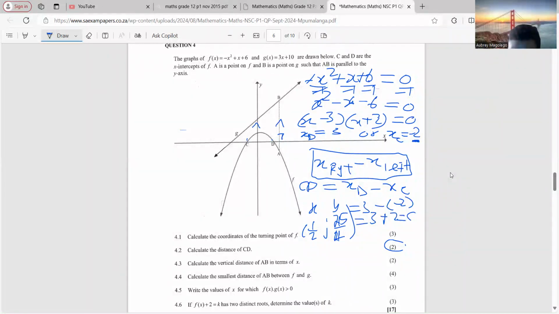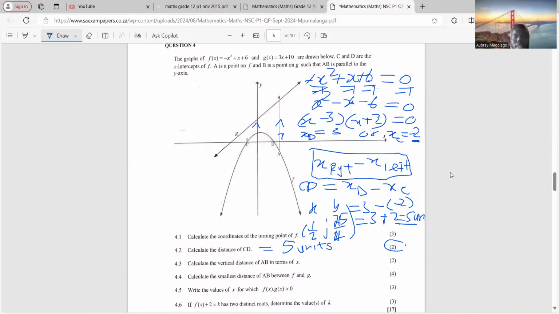You write it down in units. Then this is your answer, guys. You're just going to tell me if you don't understand. Then it means now the distance of CD is equal to 5 units. We know now. We answered the question.